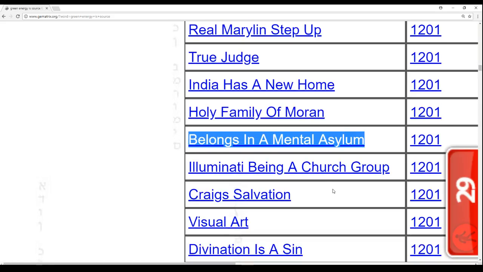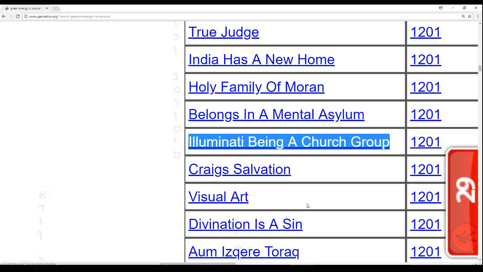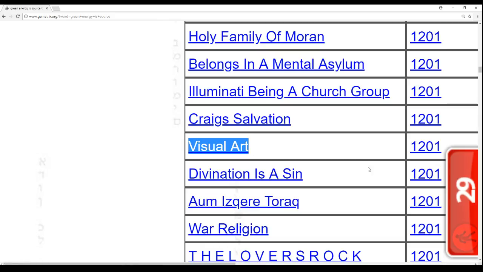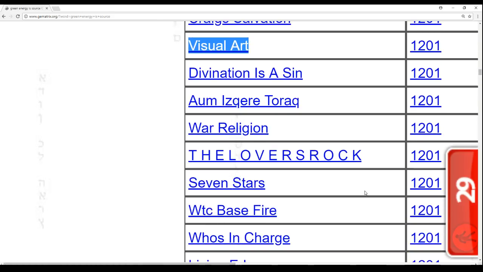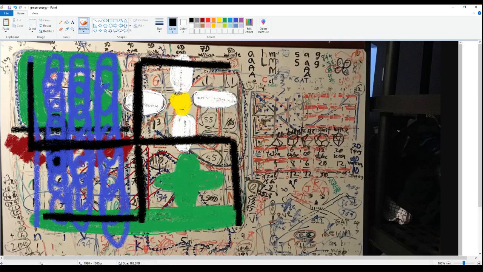I'm sure I can get crayons. Okay, like, yeah, visual art. I would continue my visual art from jail. The Lovers Rock. Wake up, guy! It's the Lovers. Hold on, I'll fix it. It's the Lovers Rock, guy. You know, it's the Lovers Rock.